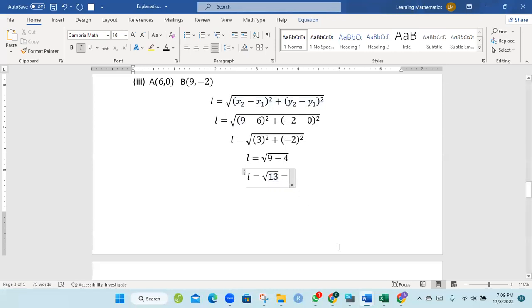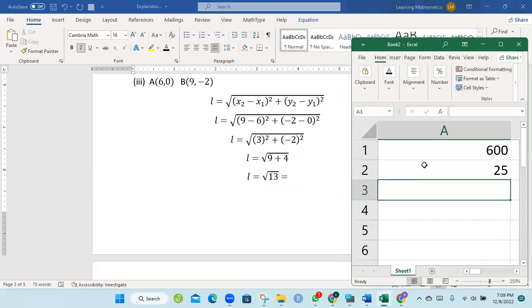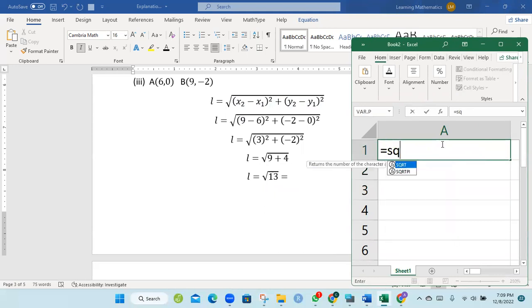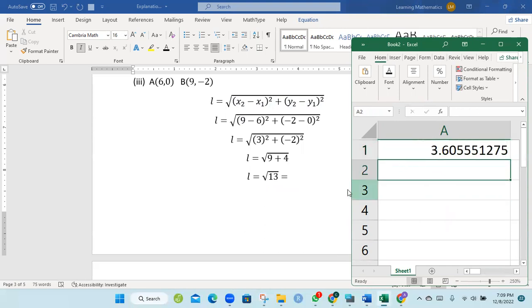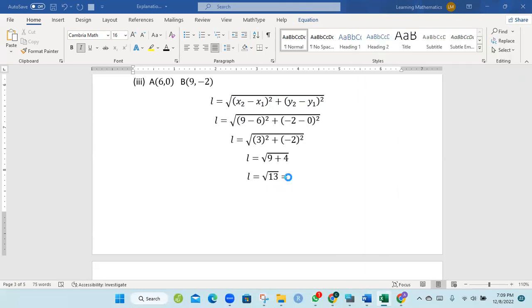We can round it off to at least 2 decimal places. So let's find the square root of 13. That will give us about 3.61. So we can use 3.61 as our final answer for the length of the line AB.